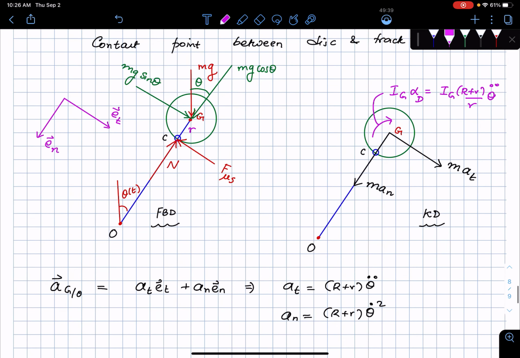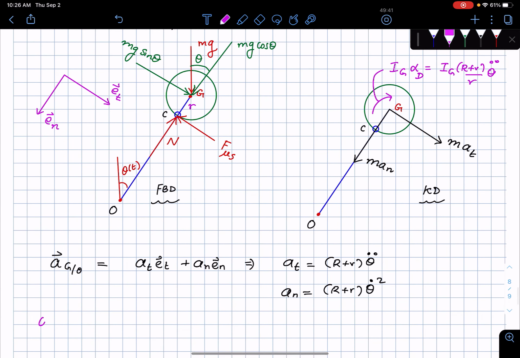Okay, so this is because we know alpha of the disk is (R plus r) divided by r times theta dot. So inertial torque is Ig times alpha of the disk. This is a couple moment. Okay, so this is the free body diagram, this is the kinetic diagram.